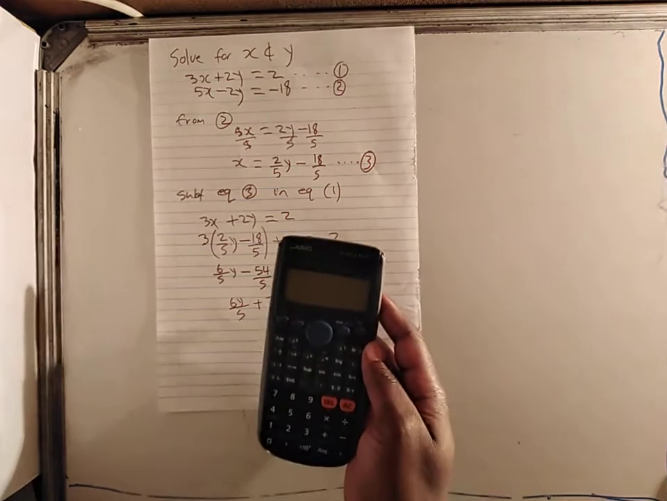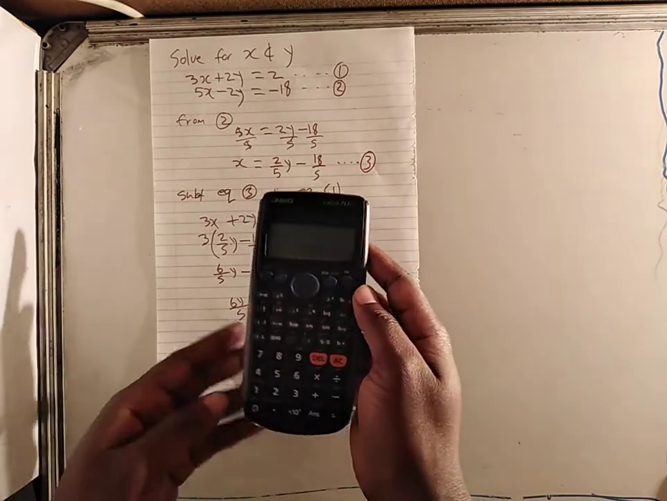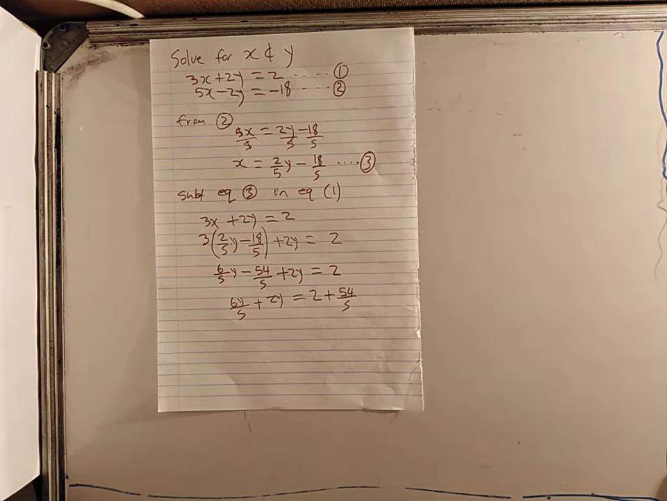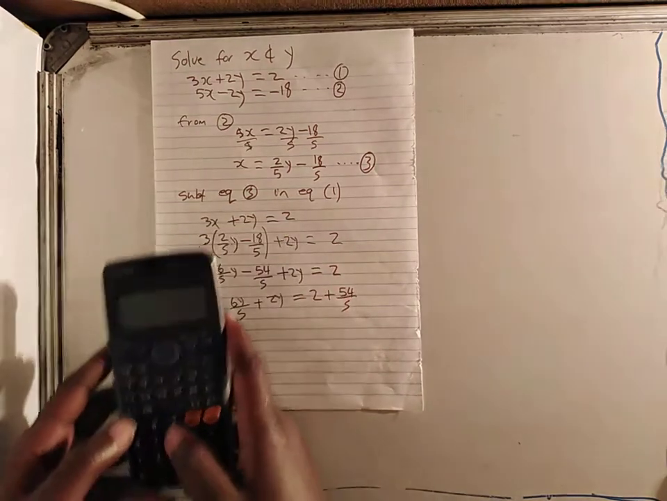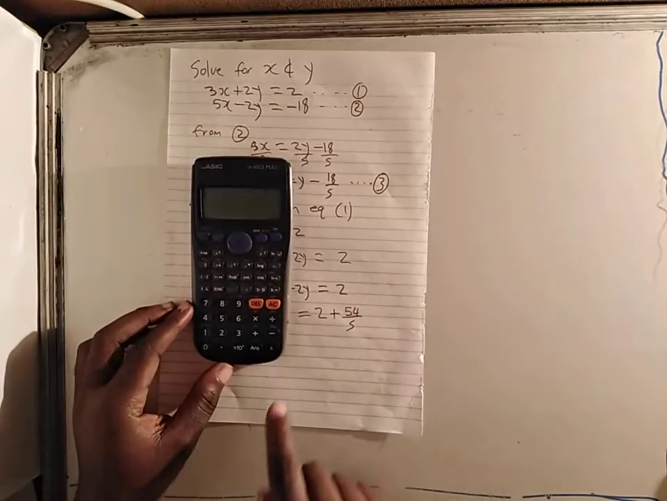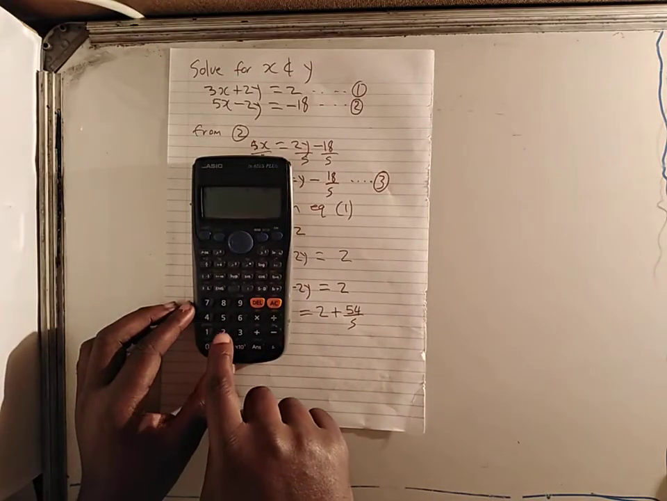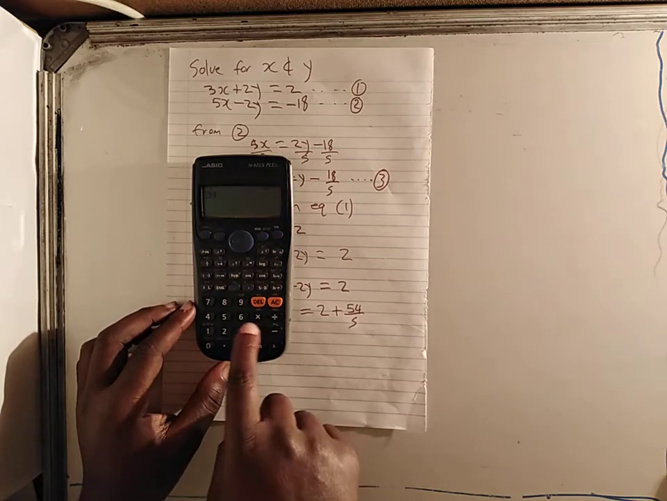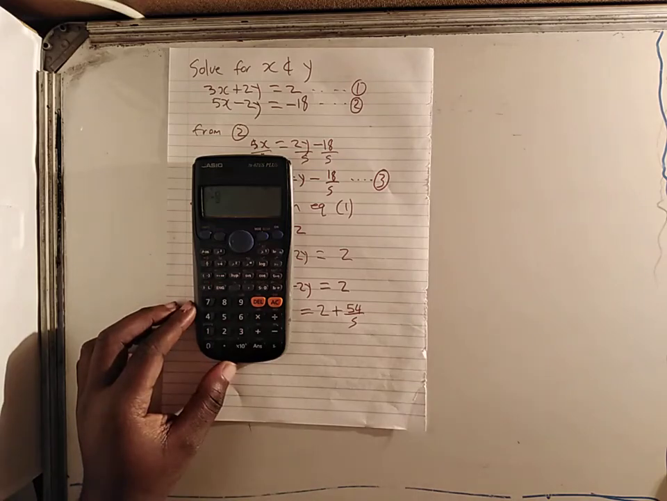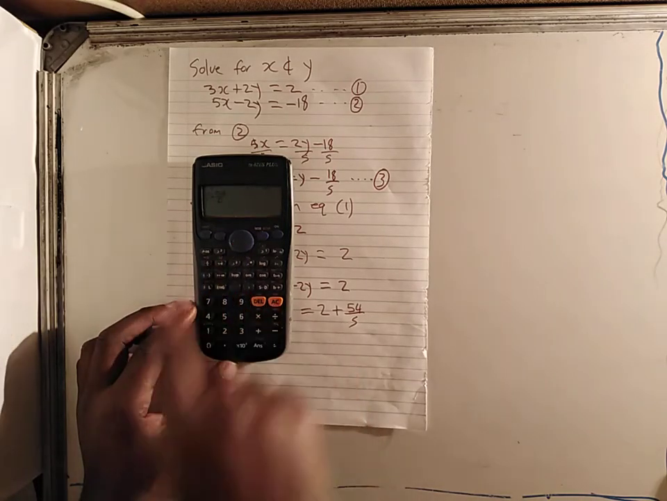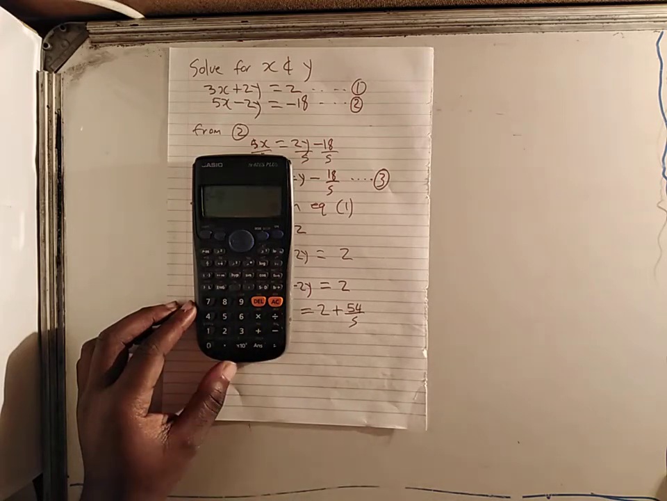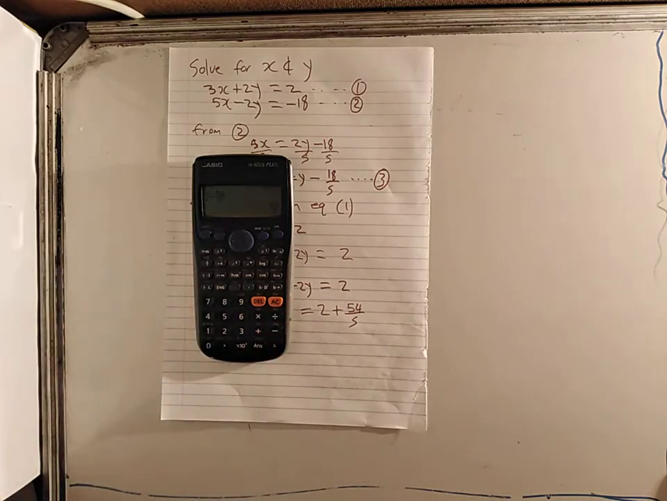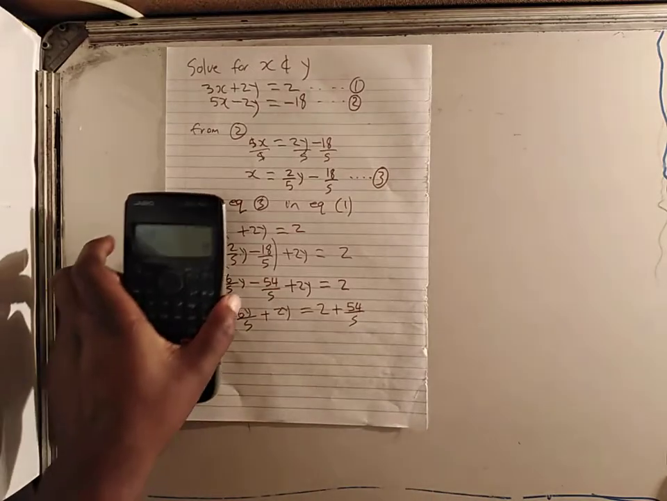I do not know if you can see what is happening in this calculator. What I'm going to do is start with this part. I'm going to say 2 plus 54 over 5. Then I get 64 over 5. That is what I get here, so let me put it down. It's going to be 64 over 5.